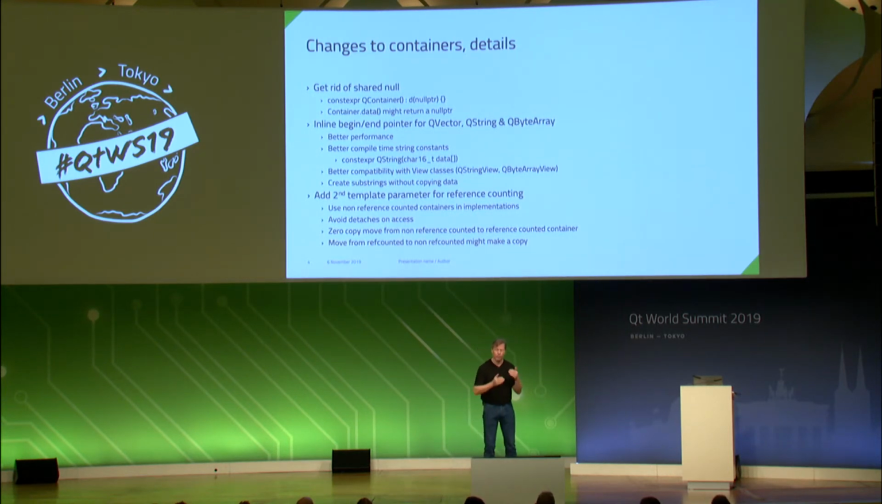And so we can avoid detaches on access, and then we have a zero copy move from the reference counted to the non-reference counted version and vice versa. Of course, when you go from reference counted to non-reference counted, we might have to take a copy if the reference count is different from 1. So those are changes that we're planning. As said, all of this is currently a little bit vaporware. We're working on it, but it's not implemented yet. But I want to have those things ready for Qt 6.